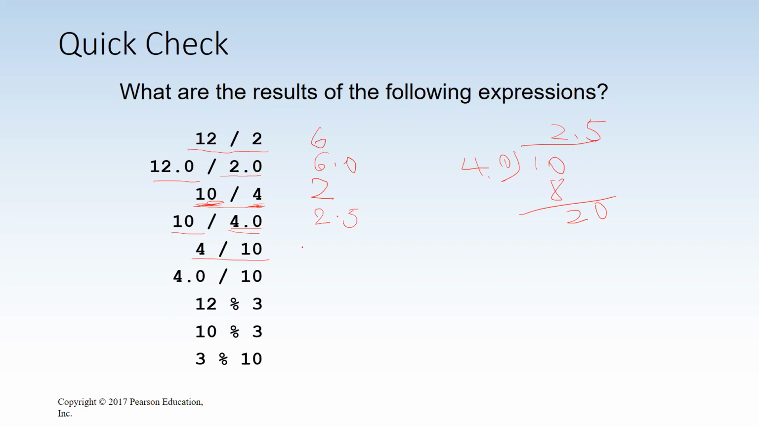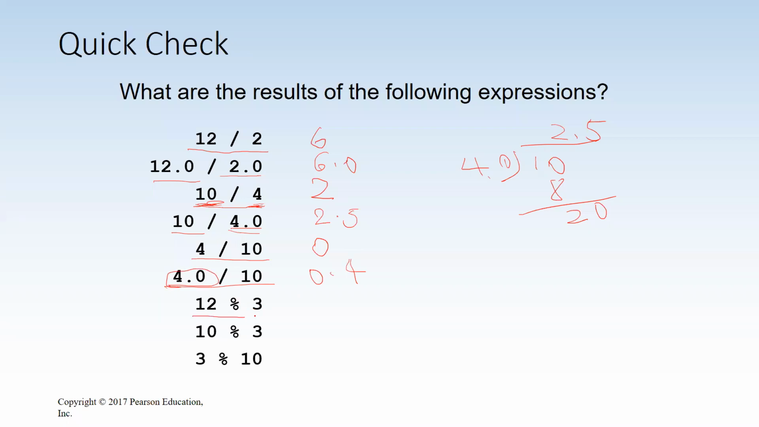Okay, 4 divided by 10, what's the result? 0, because both are int. You get an integer result. What is the result of this? 0.4. 4 divided by 10.0 is 0.4 because one is a double.